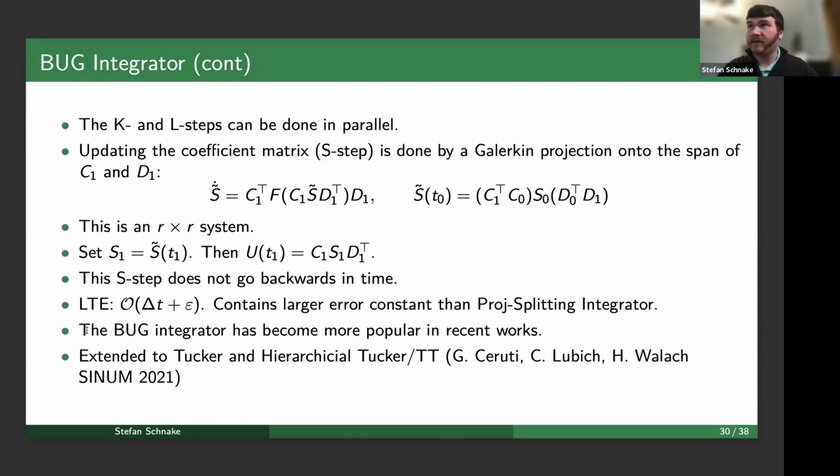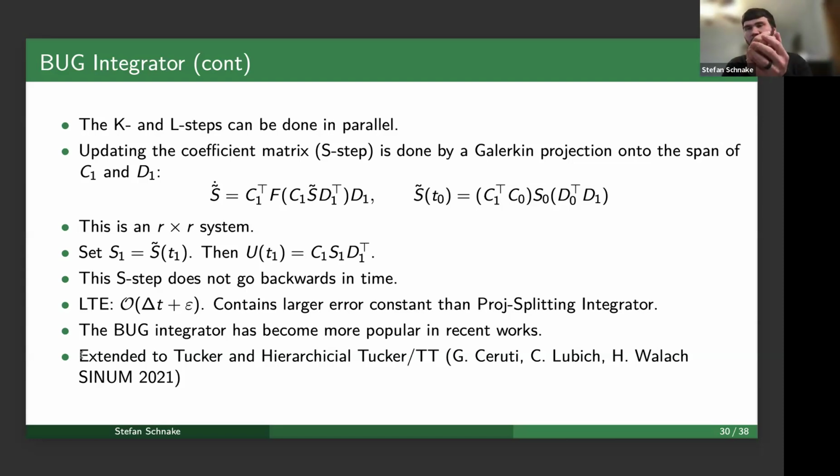But I will say, because of this fact, you don't have to evolve the coefficients backwards in time, and you don't have to evaluate your ODE backwards in time. This has become much more popular in recent works. And in terms of tensor factorizations, you can think of Tucker as a natural extension of this method, right?